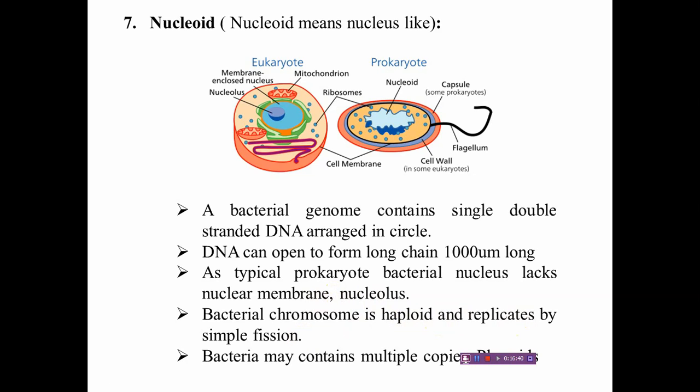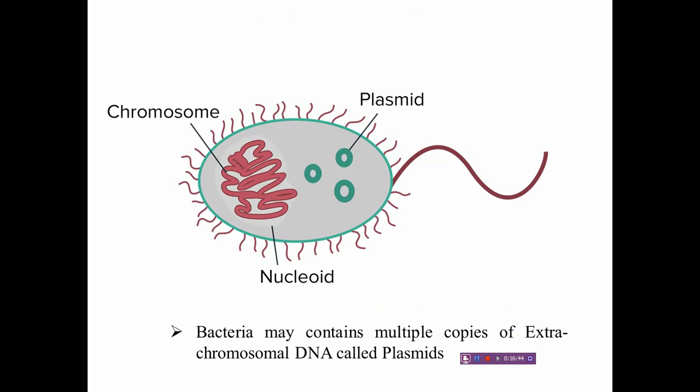Sometimes the bacteria also have additional copies of the DNA. Those are called plasmids. So here you can see this is the main circular chromosome. It is called nucleoid DNA. And in addition to this, we have some additional copies of the DNA. Those are called plasmid DNA.